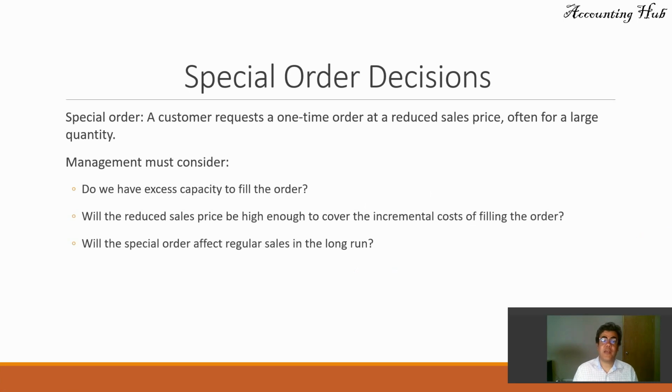A customer requests a one-time order at a reduced sales price, often for a large quantity, and then management must consider: do we have excess capacity to fill the order? Will the reduced sales price be high enough to cover the incremental cost of filling the order? And will the special order affect regular sales in the long run?